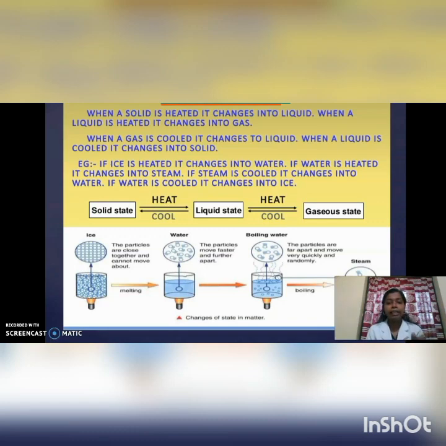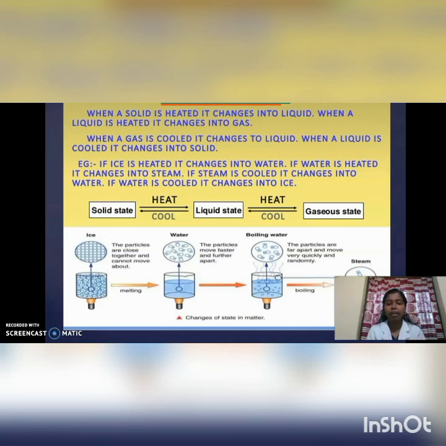So solid to liquid conversion requires heat. Again, heat is required to convert into gaseous form. The reverse process also takes place. For gas to liquid, cooling takes place, and for liquid to solid, cooling takes place.